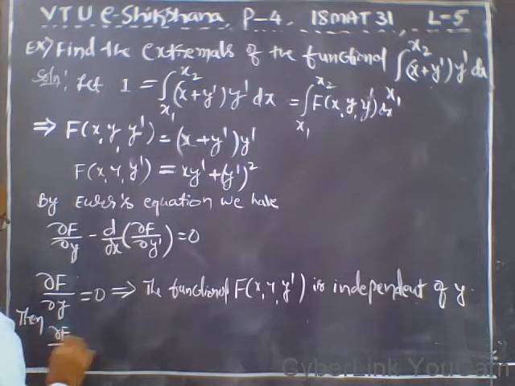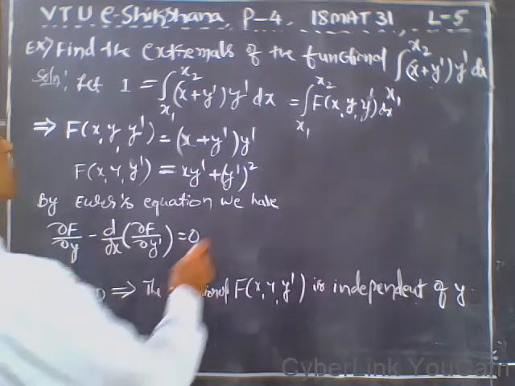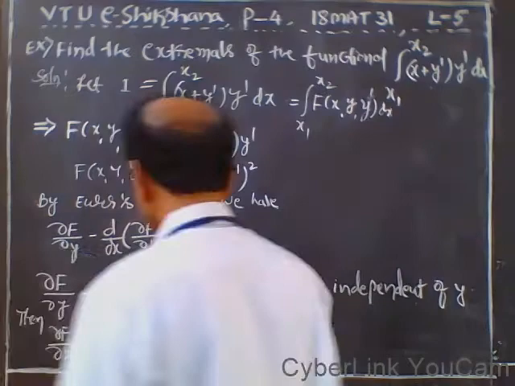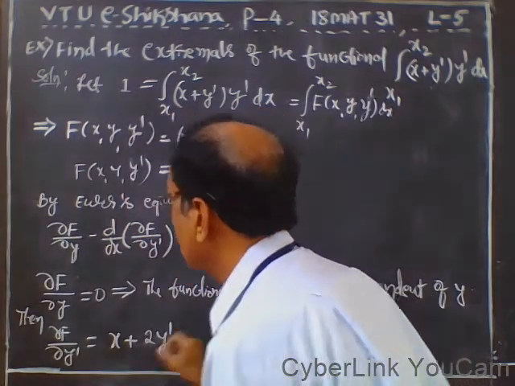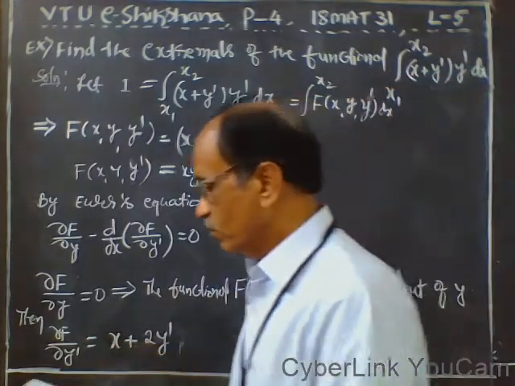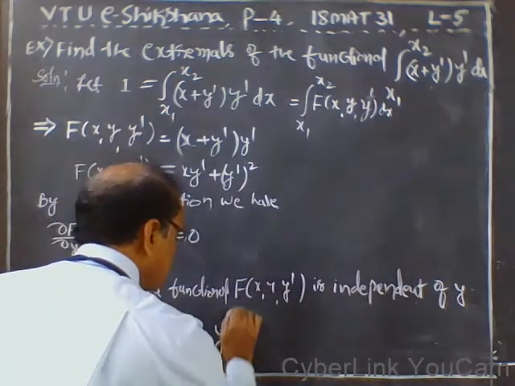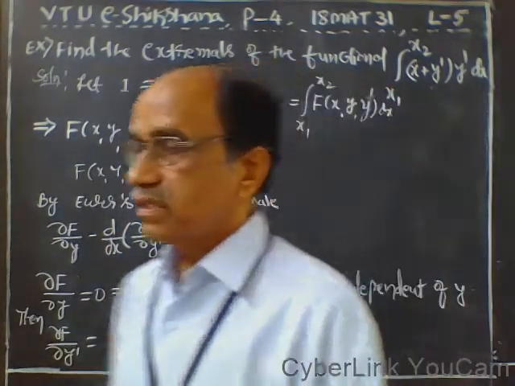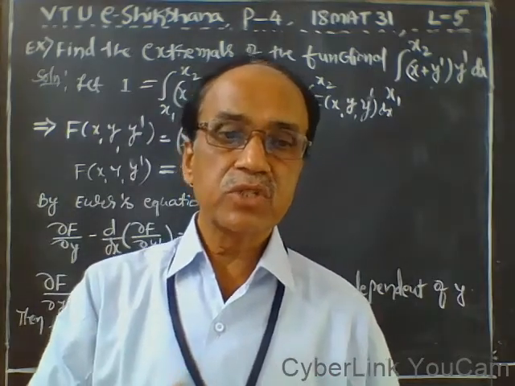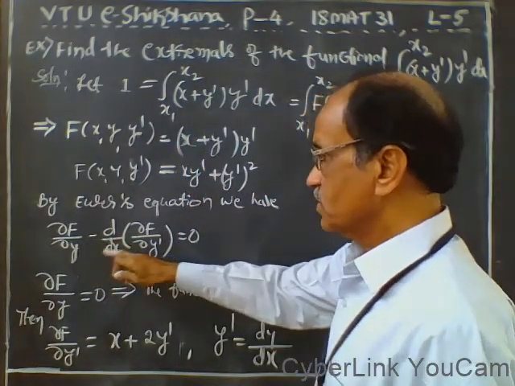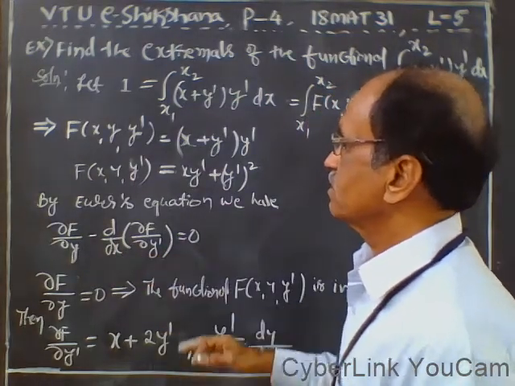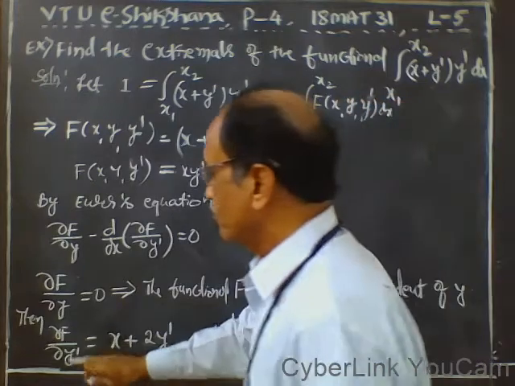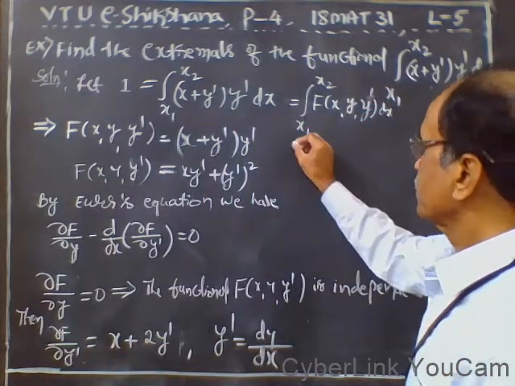Then del f divided by del y dash, you have to differentiate with respect to y dash: x plus 2 times y dash, that is the value of del f by del y dash. Here we consider this y dash is equal to dy by dx. Then we need to solve this one as it is. Independent of y, here this value only has to be differentiated. That is, del f by del y dash is equal to x plus 2 times y dash.